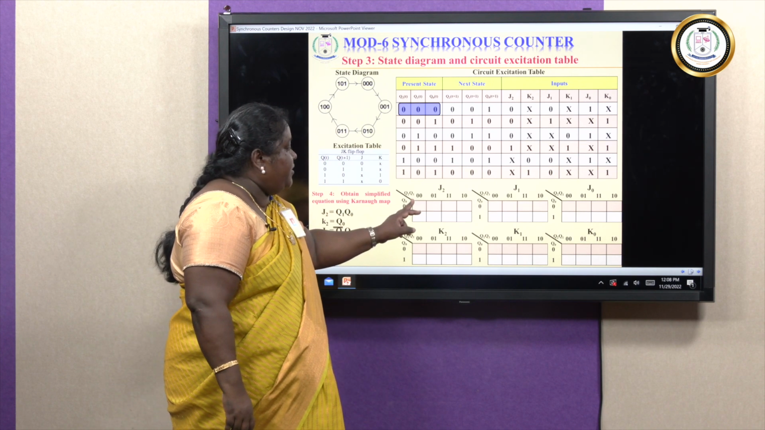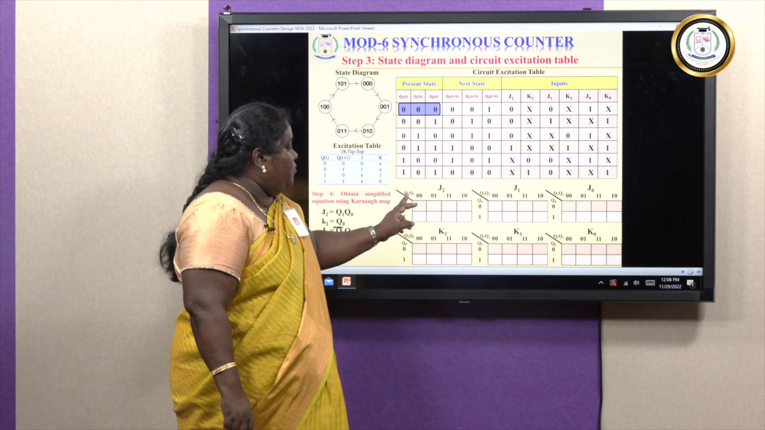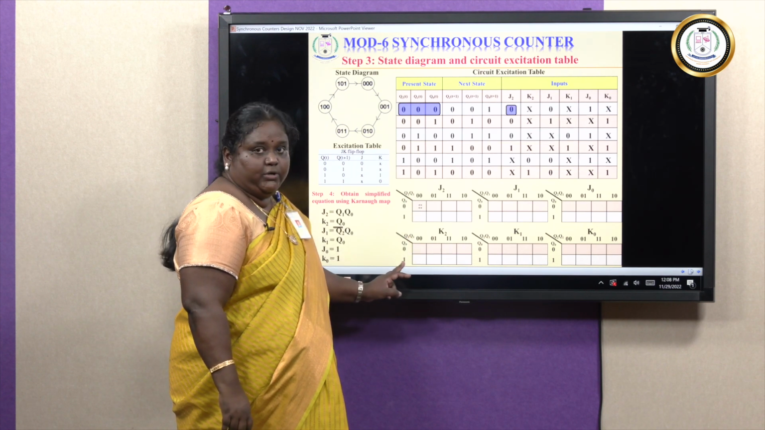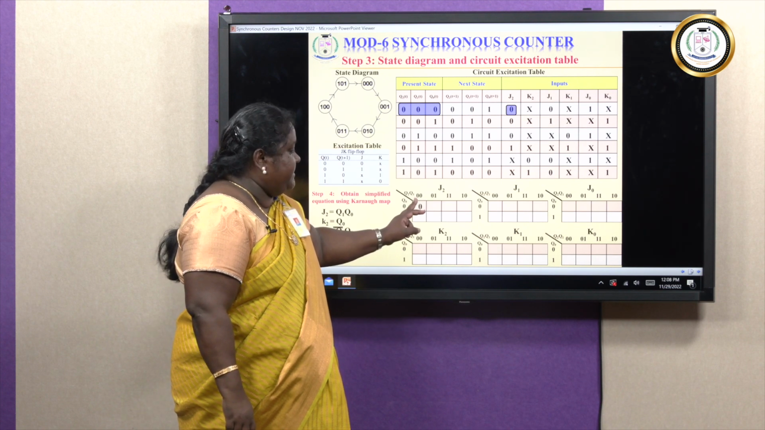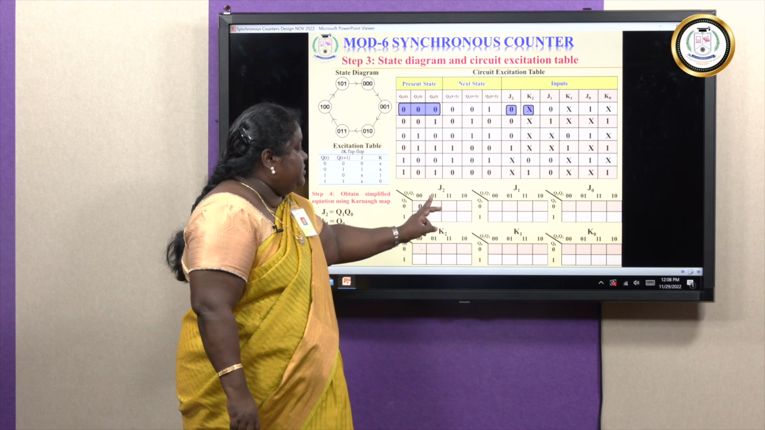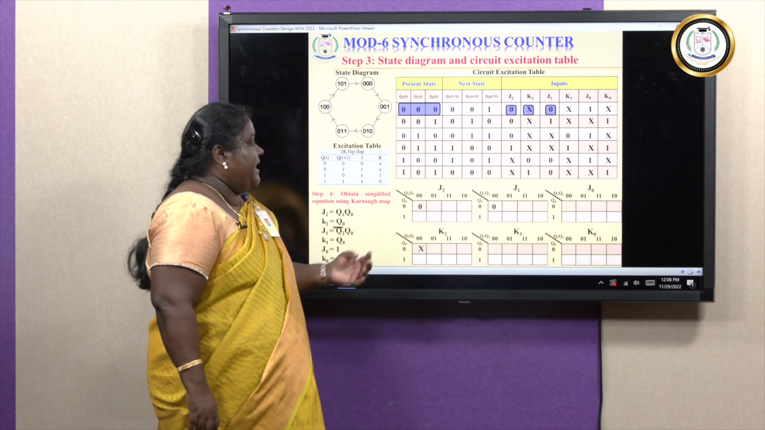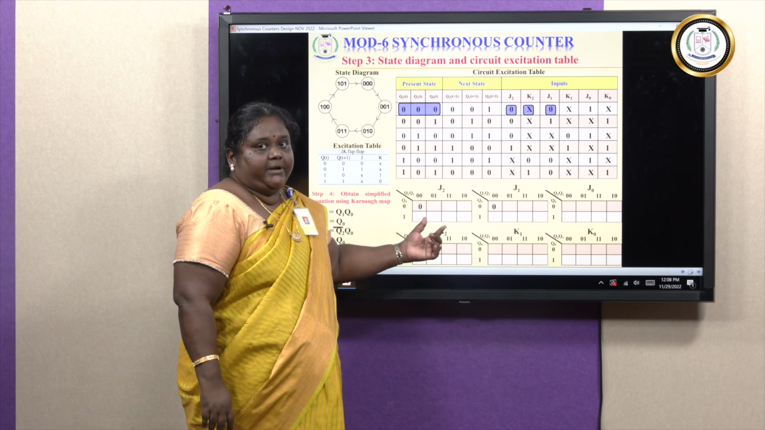Now let us write the present state combinations, that is Q2, Q1 and Q0, and the various present states are 0 0 0, 0 0 1, 0 1 0 and all other combinations. Now let's get started and try to fill the corner map table.